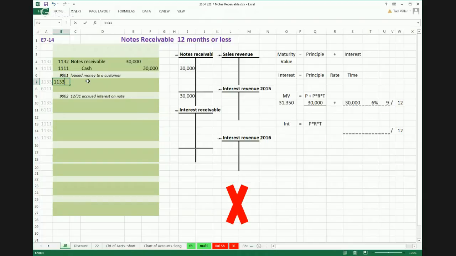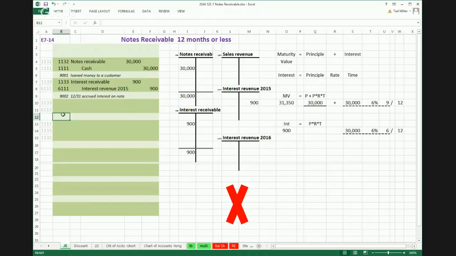December 31st comes around and we're going to accrue interest. We're going to accrue 6 months of interest from June 30th to December 31st. And interest is the $30,000 principal times 6% interest for 6 months of a year. So we're going to accrue $900 interest for the period from June 30th to December 31st.